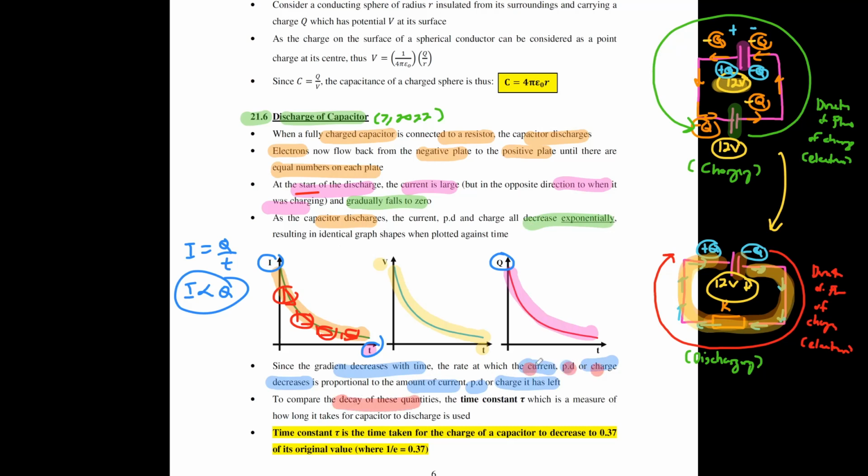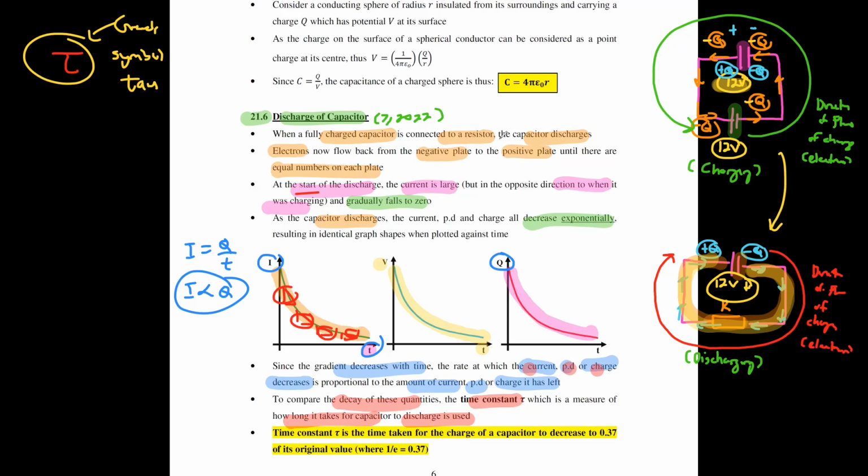a particular quantity called time constant, which is a measure of how long it takes for a capacitor to discharge. Now, time constant has this symbol. This symbol here looks like this. This is actually your Greek symbol tau. So we use it to represent time constant.